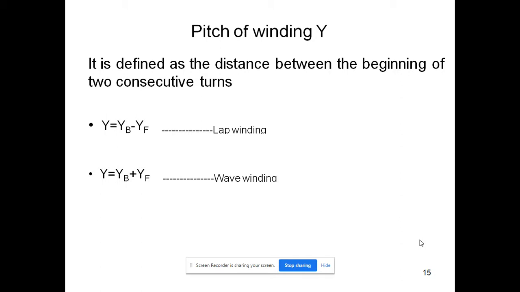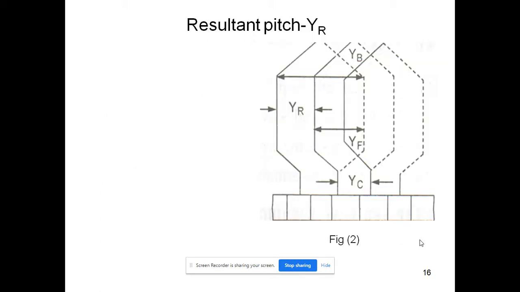In a lap winding, the pitch of winding Y is defined as the difference between YB and YF. Whereas in a wave winding, it is defined as the sum of YB and YF.